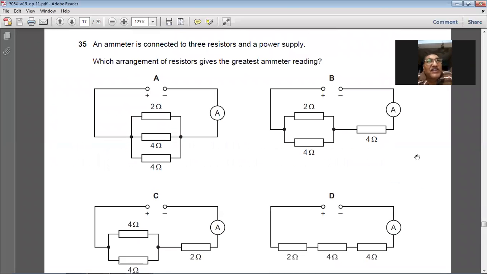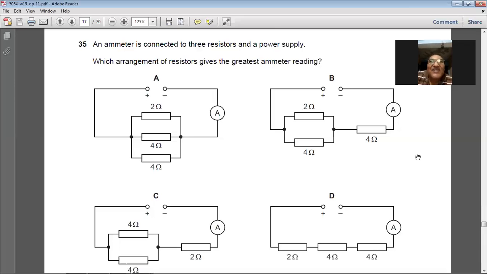An ammeter is connected to 3 resistors and a power supply. Which arrangement of resistors gives the greatest ammeter reading? Ammeter gives you the reading of the current, and the current from the battery will be maximum when the resistance of the whole circuit is minimum. And how can you make the resistance of the whole circuit minimum? When you connect all the resistors parallel to each other.